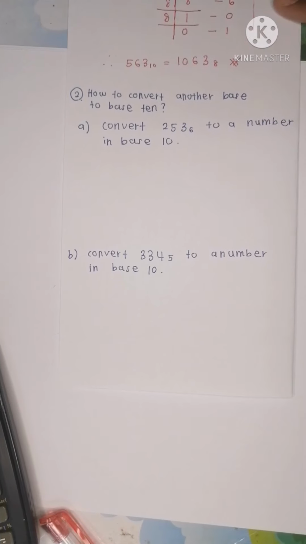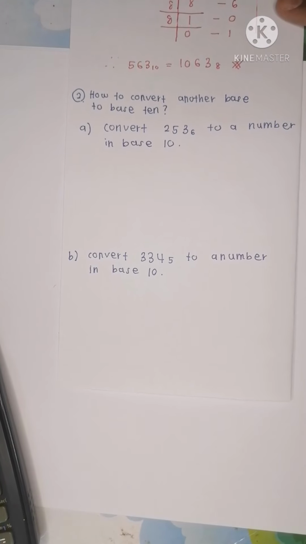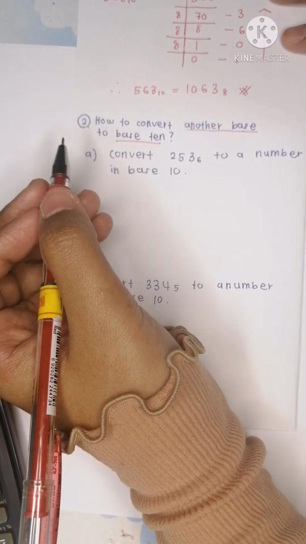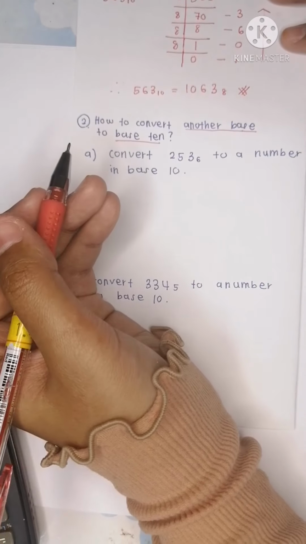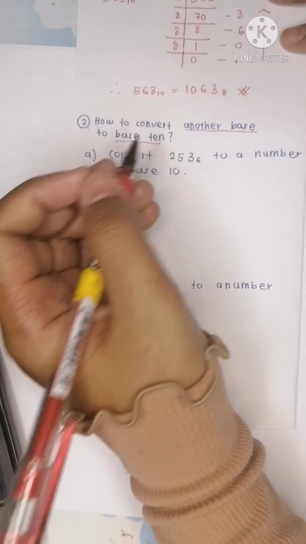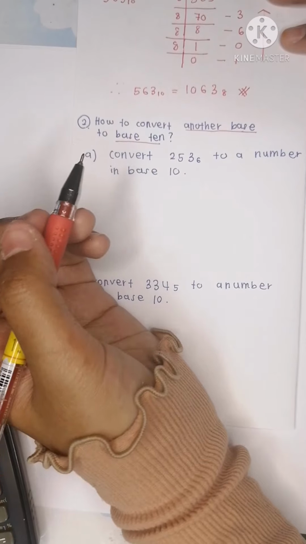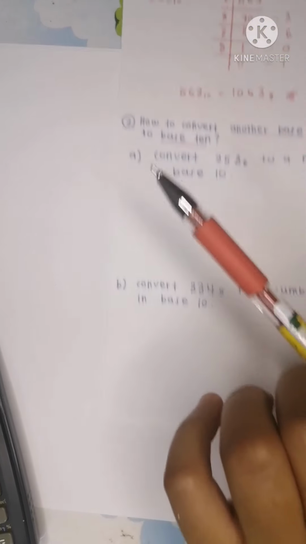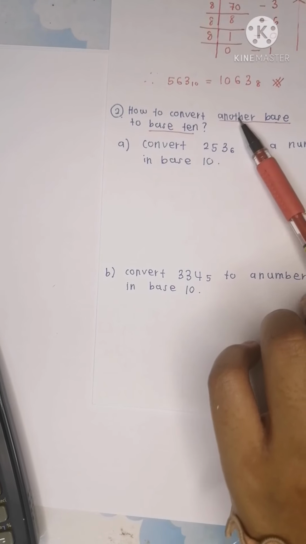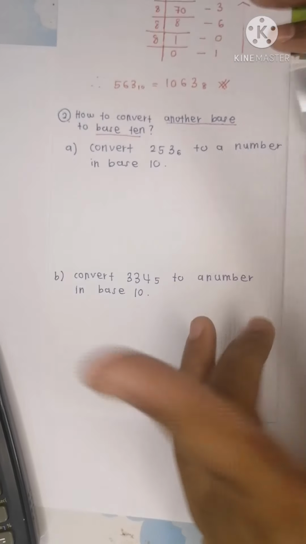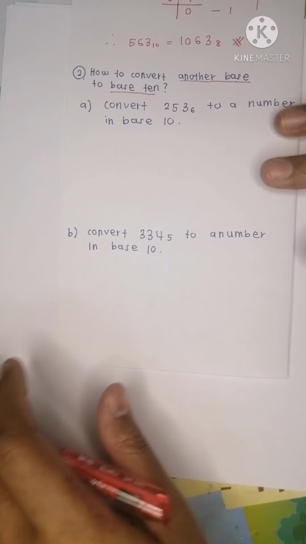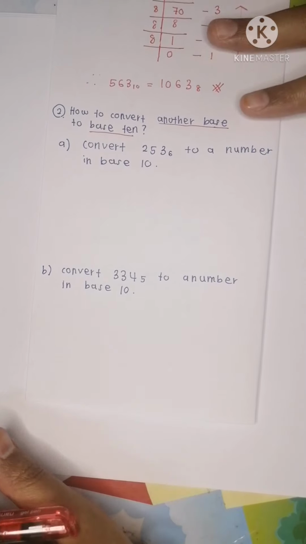Okay, now we proceed with our next lesson for this video, which is how to convert another base to base 10. That means from base 2 to base 10, base 3 to base 10, base 4 to base 10, base 5 to base 10. For our first lesson it was base 10 to another base, but for the second lesson, another base to base 10, it's vice versa. Okay, so now let's look at how we want to solve this one.